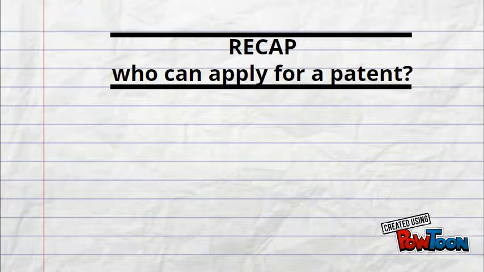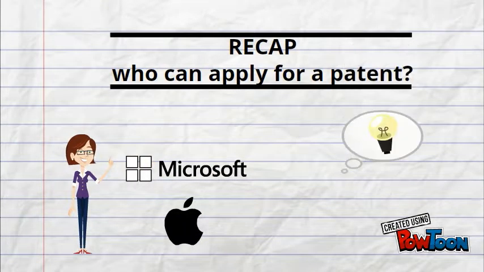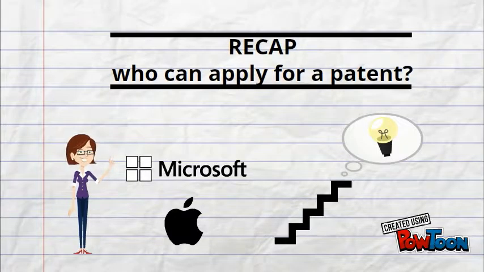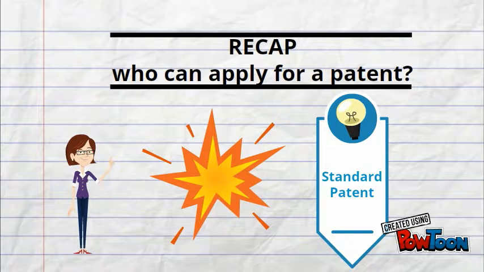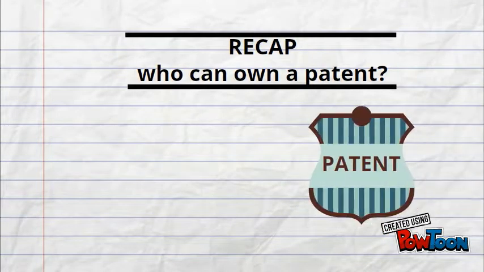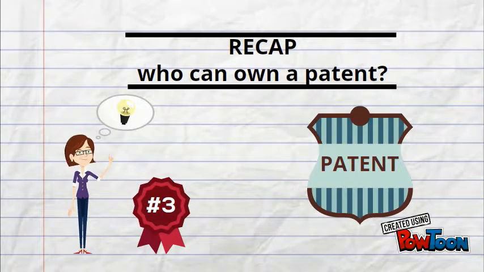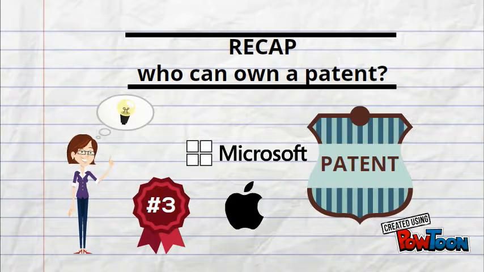To recap on this Teach the Class video, a person or company who creates an invention through an inventive step is able to apply for a standard patent, or if you are innovative by building upon an existing product, you are able to apply for an innovative patent. And finally, a patent can be owned by inventors, third parties who are transferred the rights of the invention by the inventor, and they can be owned by a company or organization that employs people.